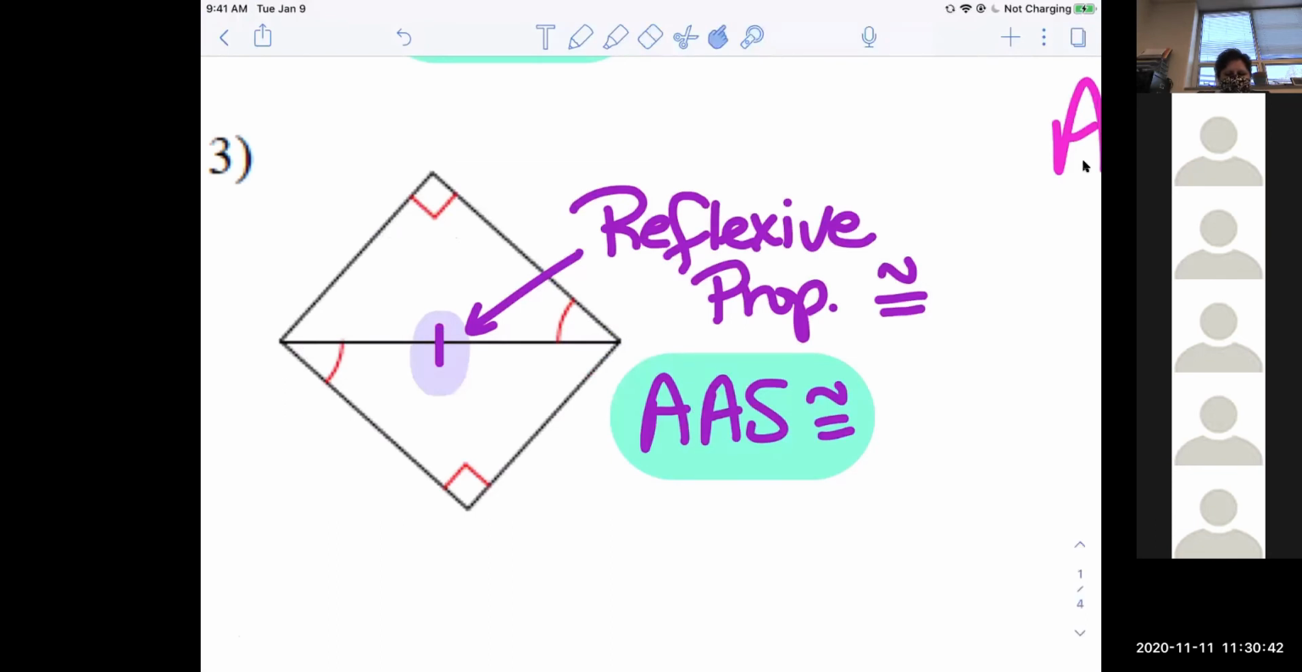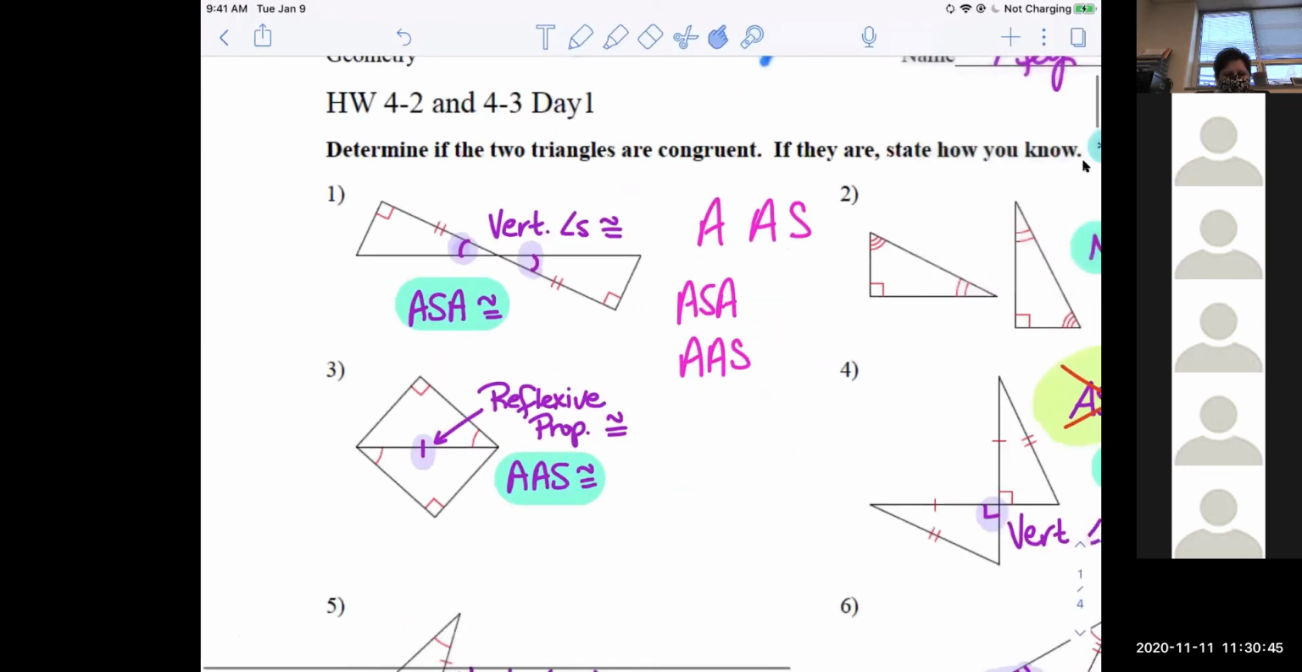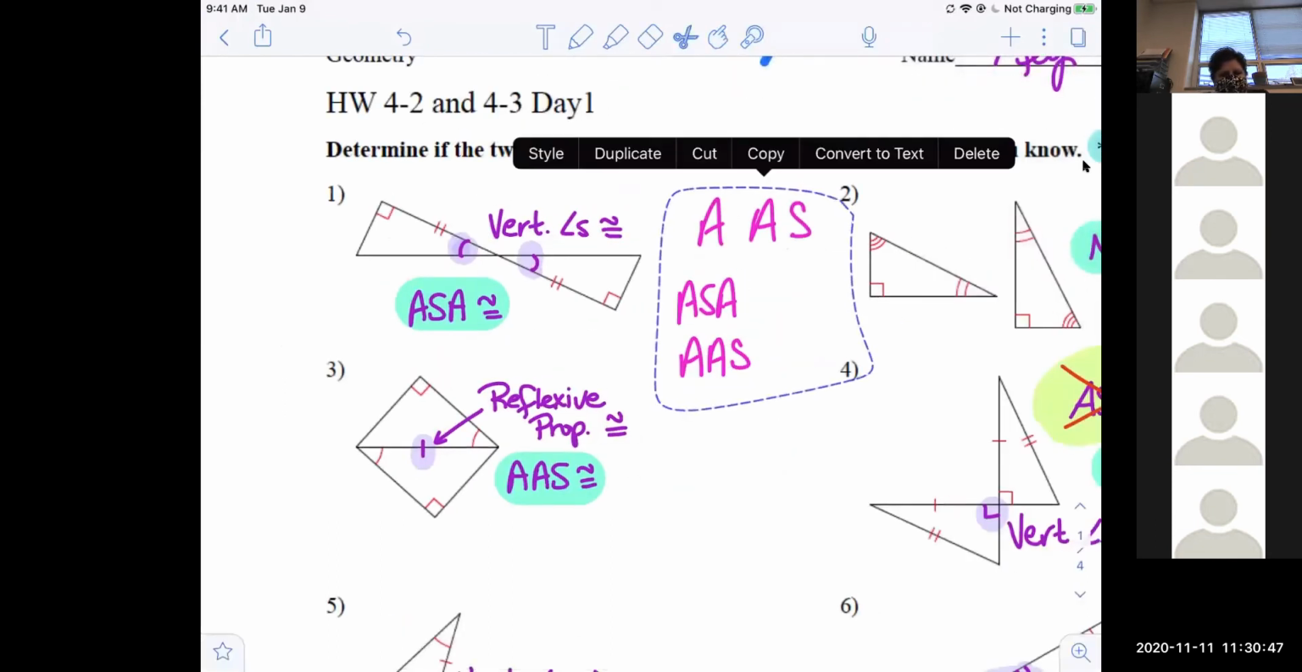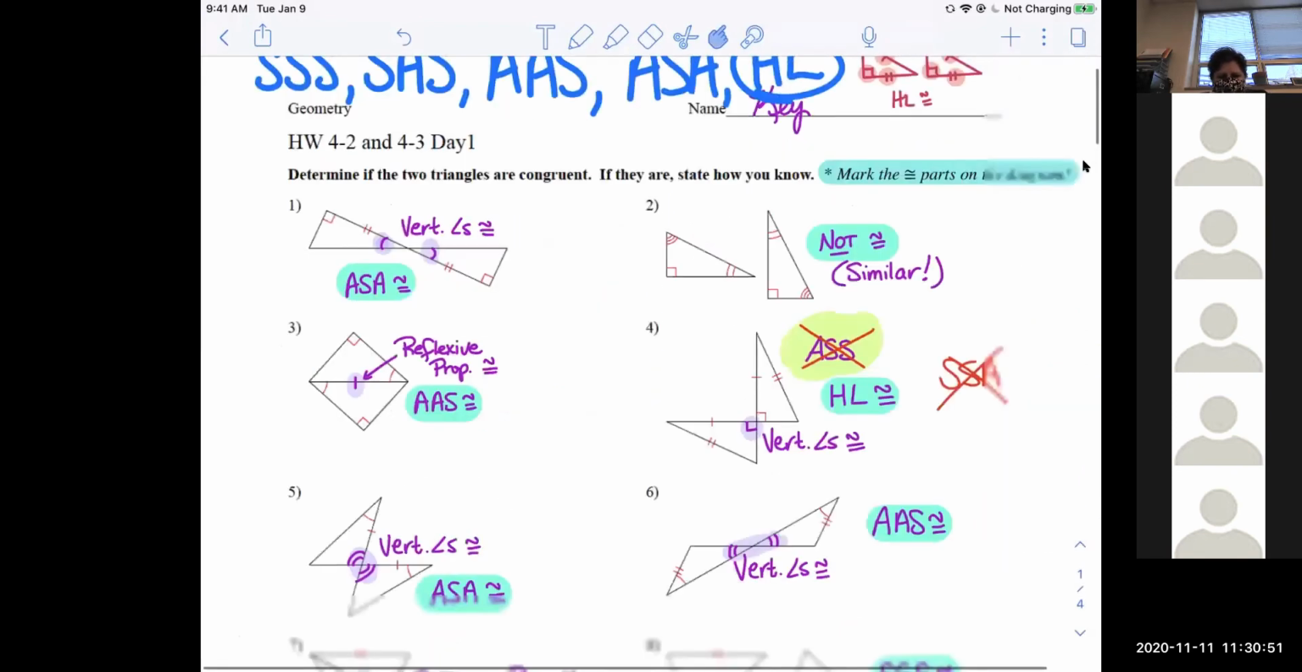So if it's a cuss word. Well, there's lots of cuss words that it's not, but yes. Yes, angle, side, side doesn't work.